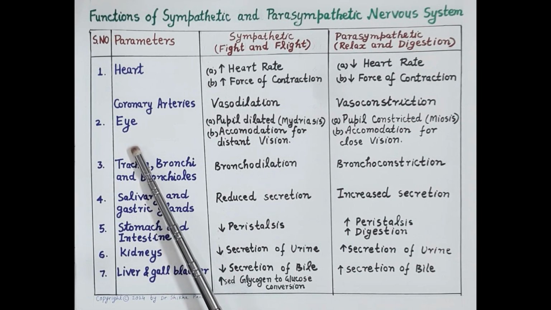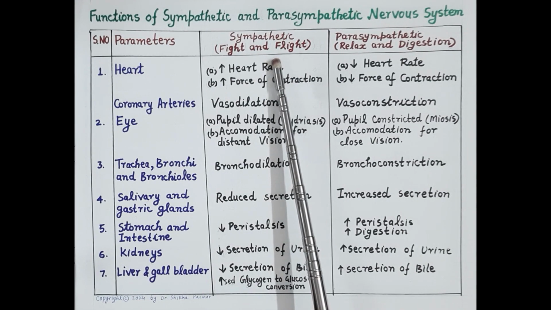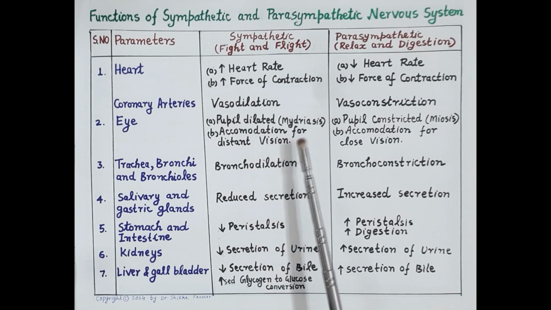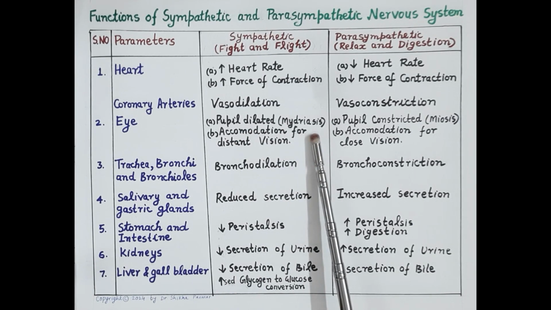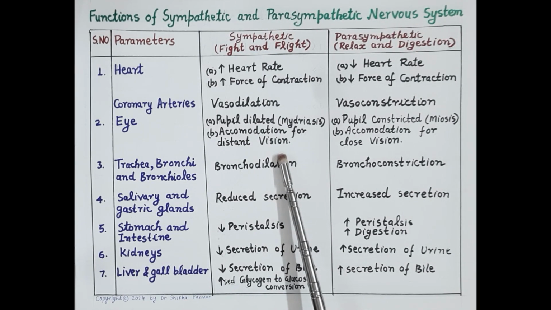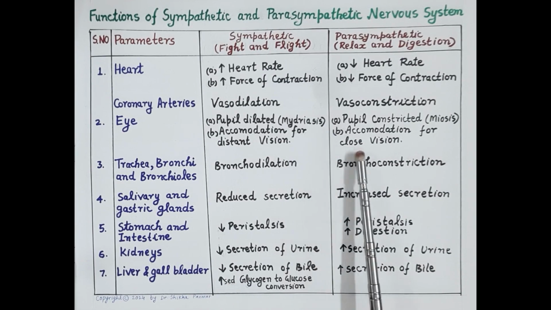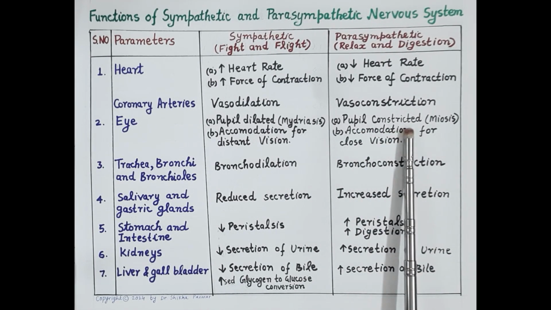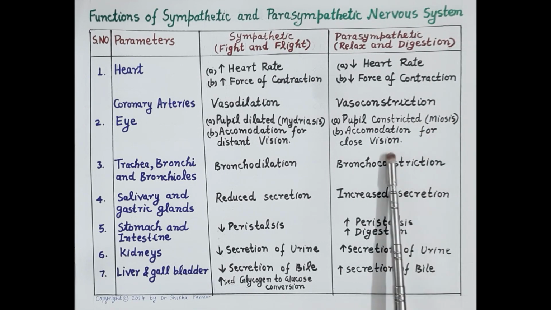Next is the effect on eyes. Sympathetic stimulation increases alertness, so the pupil is dilated. Dilation of the pupil is called mydriasis, and in addition, the eye is accommodated for distant vision. That means the eye is accommodated for far vision, which further increases alertness. On the contrary, due to parasympathetic stimulation, the pupil is constricted. This is known as miosis, and the eye is accommodated for near vision.